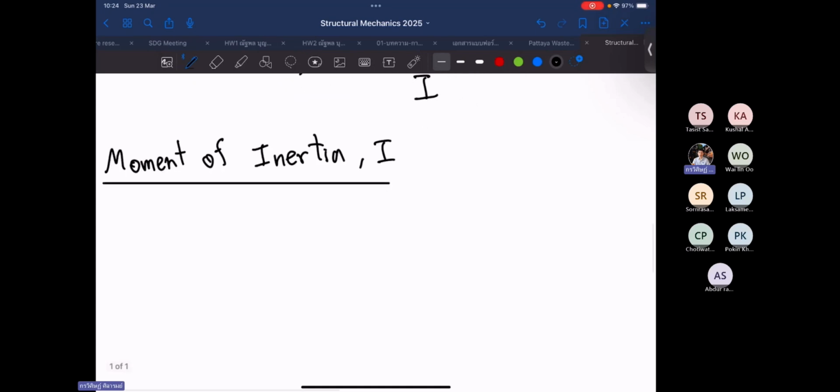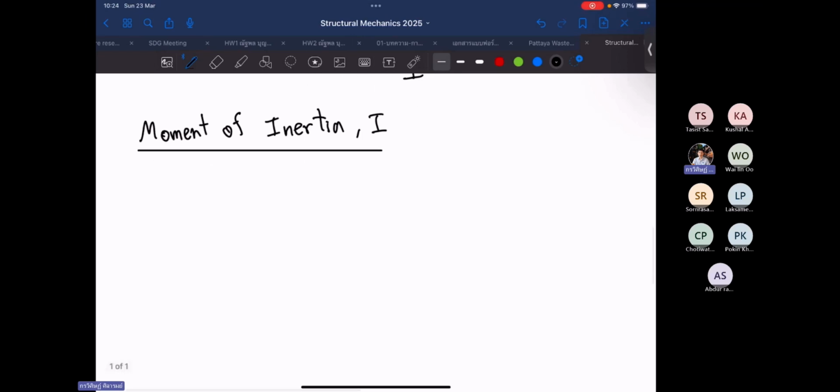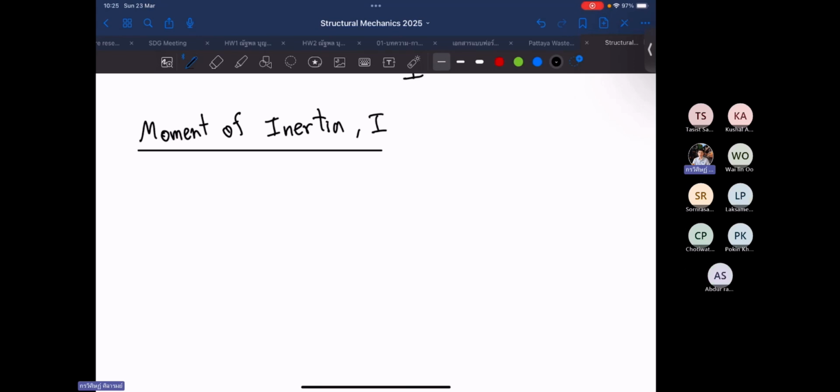The moment of inertia, actually, I will not go into the derivation of the formula, but this one is a kind of the moment of the section. Once we have a section area, once we cut the section into the area, we can determine its moment of the area. So sometimes we call it the second moment of area.